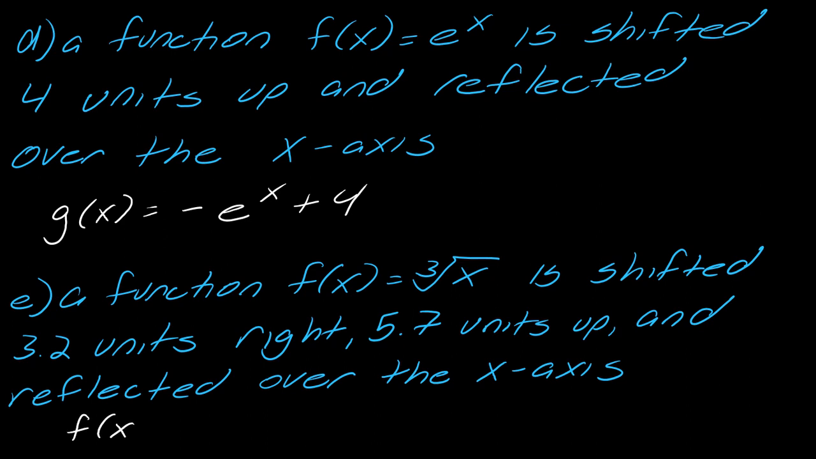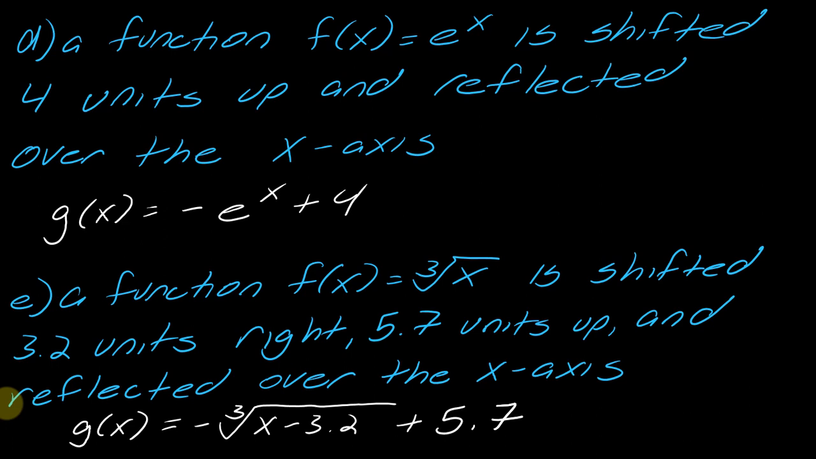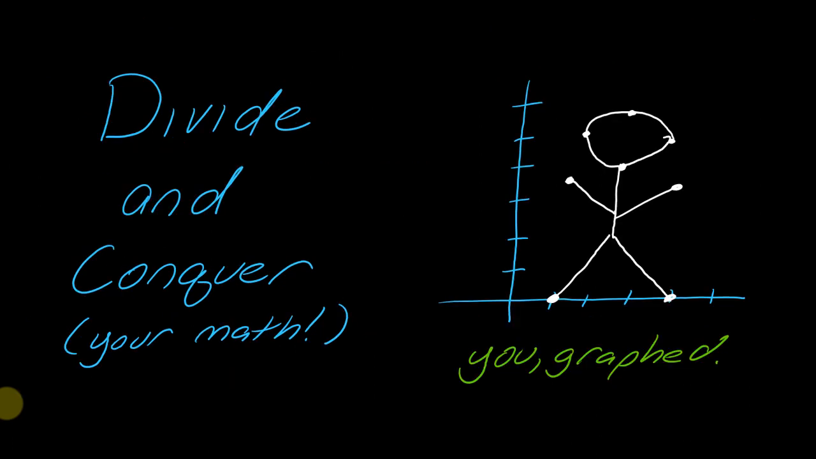And now for F, for this last one, if I choose a new function letter, we'll use g of x. So this needs to be the cube root of x shifted 3.2 units right, 5.7 units up, and reflected over the x-axis. So this is going to have a negative in front of it. To move it to the right, that means that I need to take x minus 3.2, and then to move it up, I'm going to add 5.7 to the whole thing. So there's your function. So hopefully now you feel like you've got a pretty good idea about this topic.